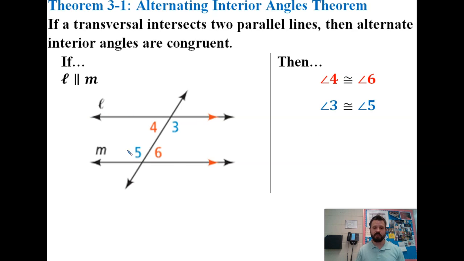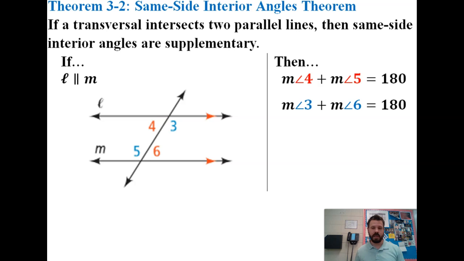So once again, if we have parallel lines and a transversal, this time we'll have alternate interior angles congruent. 4 will be congruent to 6, 5 will be congruent to 3. Okay, I also have the same side interior angle theorem. It says that if a transversal intersects 2 parallel lines, then same side interior angles are supplementary. Okay, so again, if my lines are parallel with a transversal, this time same side interior angles will be supplementary.